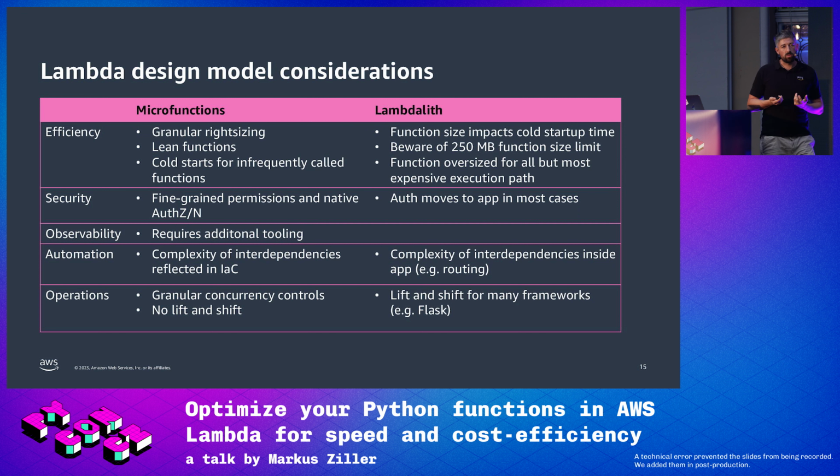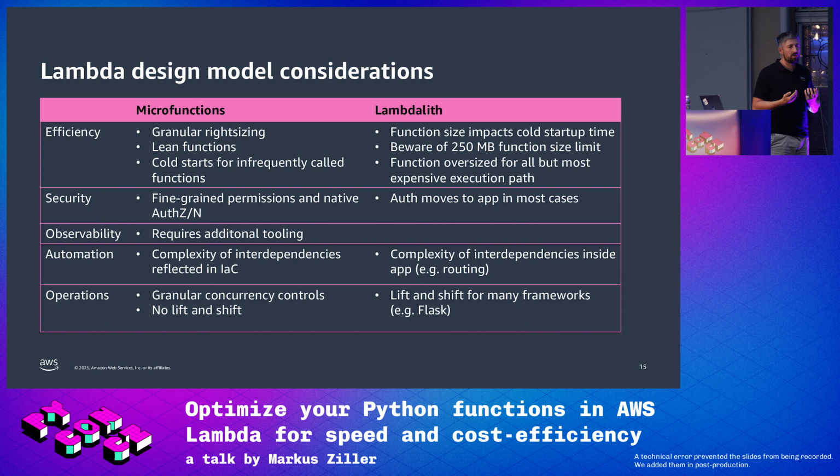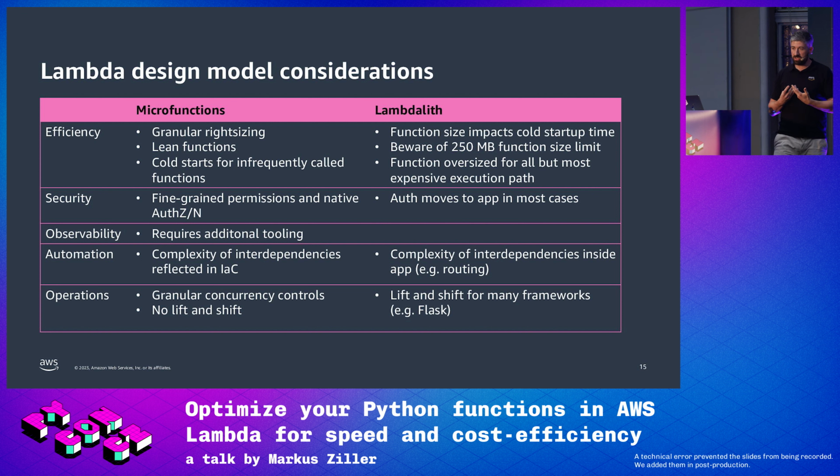There are some considerations when we reason about this. And when we talk about efficiency, microfunctions have an advantage in the sense that you can easily right-size. You only provision the resources and pay for the resources you need for that particular code execution path. For instance, a GET request might be much more expensive than a POST request. So you can just pick the function size depending on your needs. You can keep the functions lean because you only need the dependencies you require. If you use Pillow for image processing, you don't need to have this in every function with a microfunction architecture. Cold starts can happen, but rather infrequently, for infrequently called functions.